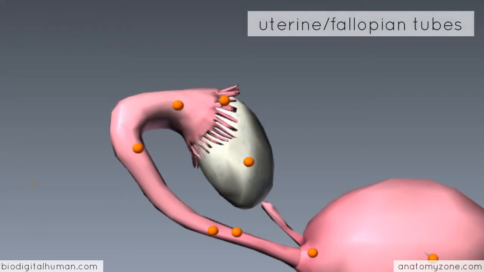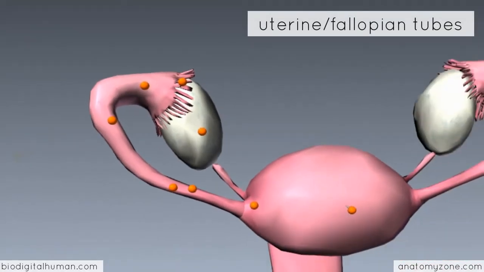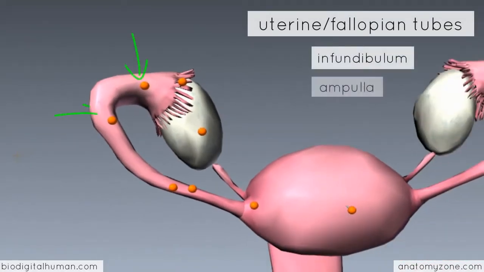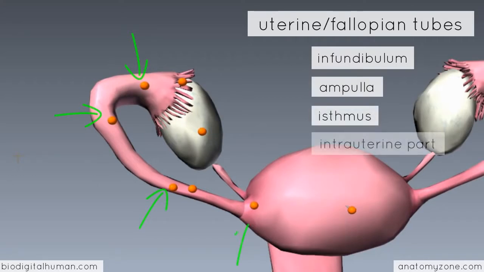So the uterine tube has four parts. It's got an infundibulum, an ampulla, an isthmus, and an intrauterine part. So you've got, as I mentioned before, the fimbriae here, and then the wide distal part is known as the infundibulum. And then as we come around, we've got the ampulla, which is the middle and longest part of the uterine tube, and it's the most common site for fertilization of the egg by the male sperm. So that's an important point to remember.